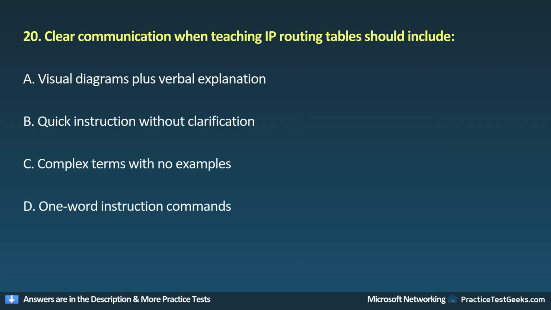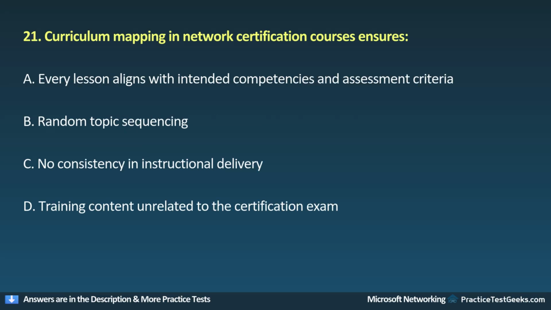20. Clear communication when teaching IP routing tables should include A. Visual diagrams plus verbal explanation. B. Quick instruction without clarification. C. Complex terms with no examples. D. One-word instruction commands.